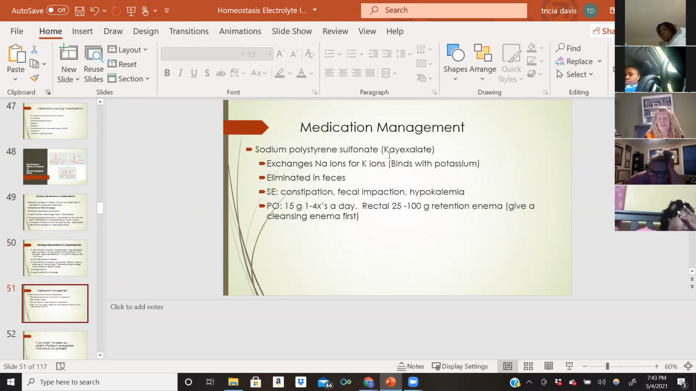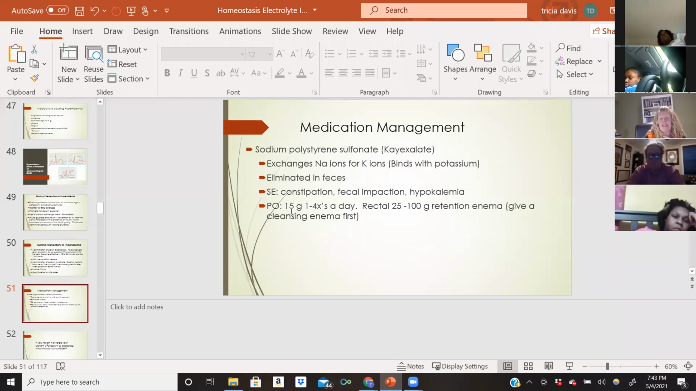So we can give sodium polystyrene sulfonate, which is also Kayexalate. It works in the body to exchange sodium ions for potassium ions. It binds with potassium. It's then eliminated in the feces. Side effects might be constipation. We could see fecal impaction and hypokalemia because we might remove too much, right? It's always that balancing act.